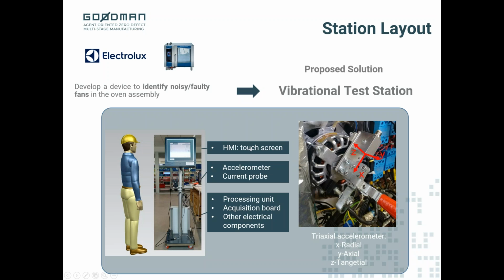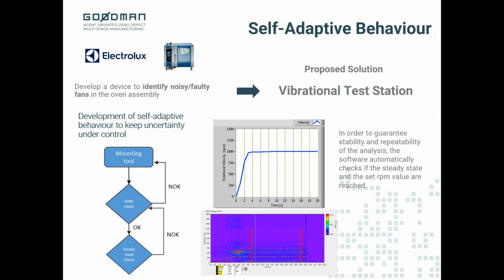It has an HMI touch screen. Here you have a look at the accelerometer and a current probe, because this information is merged somehow to be sure that the system is working in the proper condition. And then we have a processing unit, an acquisition board, and other electrical components embedded in an electric cabinet. A triaxial accelerometer measuring radial, axial and tangential acceleration is used in this case.